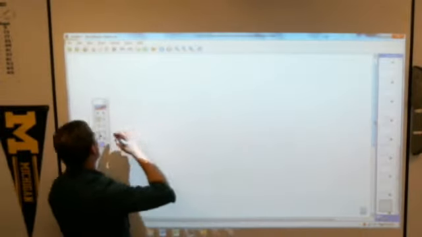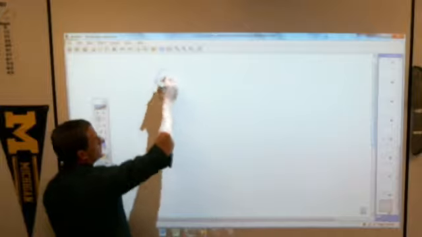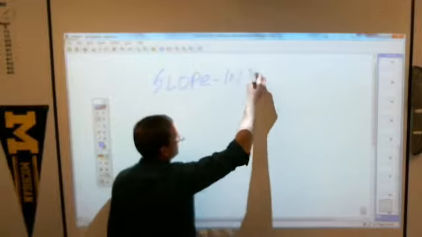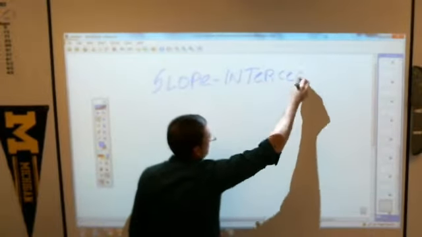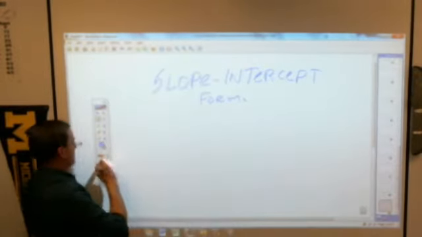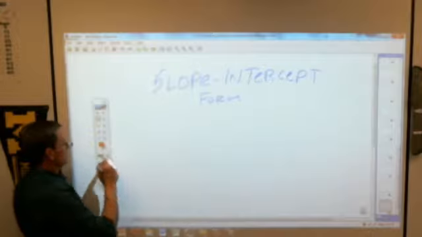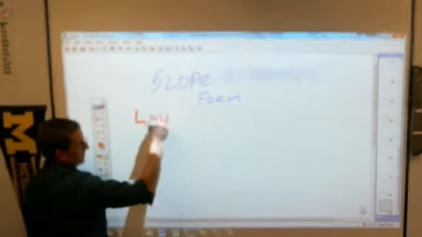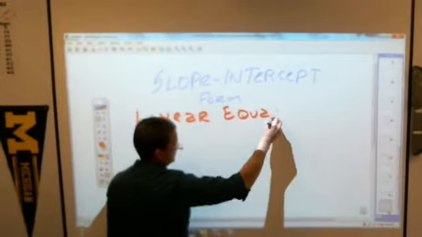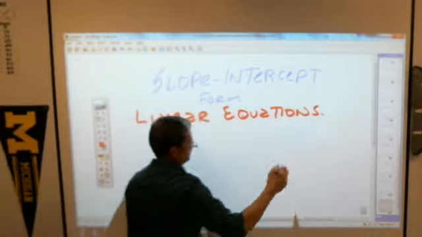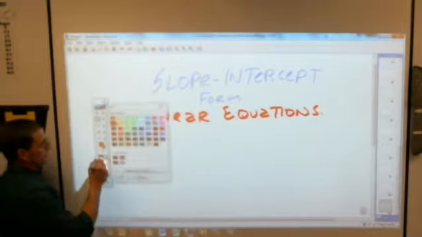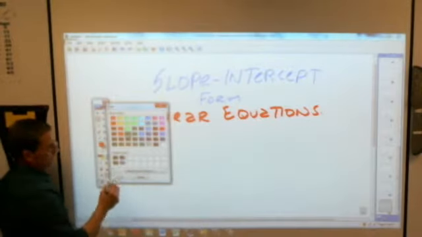Slope-intercept form. And I guess the little subtitle, this is all one big thing. This is linear equations. Now all this is going to take a really long time to discuss because we have to define some things.